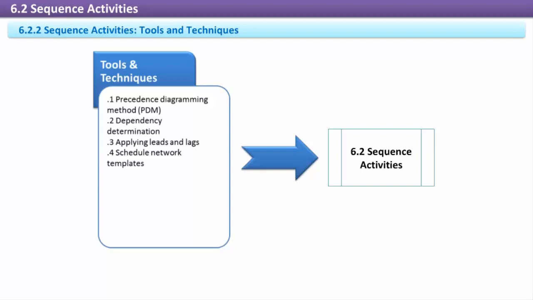Applying leads and lags. Leads and lags are needed in the schedule for a variety of reasons, such as dependencies between activities. Leads cause two activities to occur for some period of time in parallel when they'd normally have been sequential. Lags cause a delay between the finish of one activity and the start of the successor activity. Scheduled network template. Templates can be helpful to decrease the time needed to create a project network diagram.